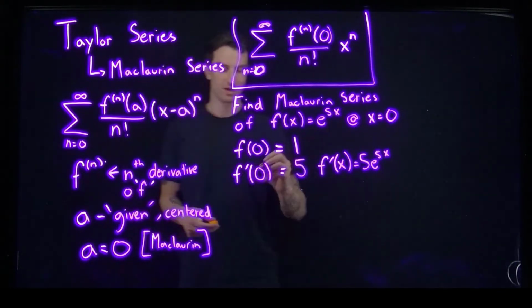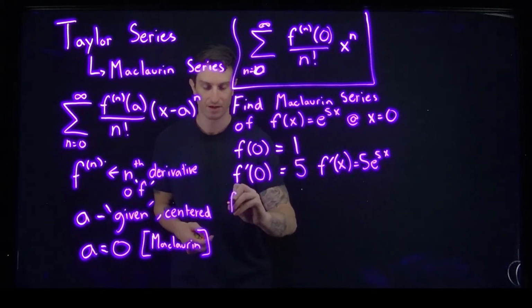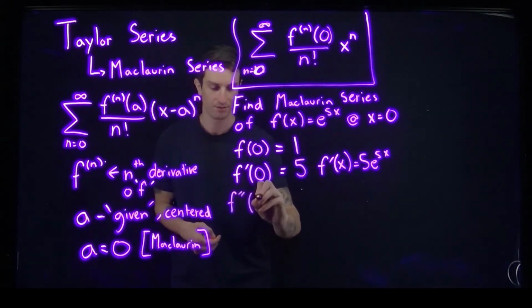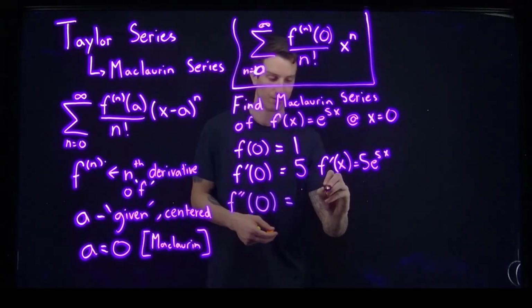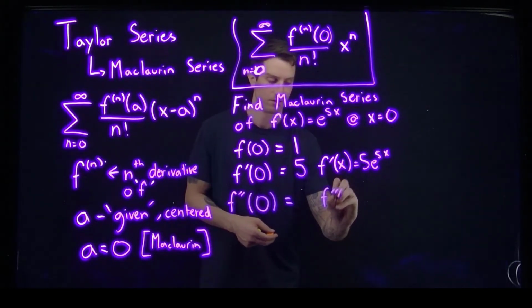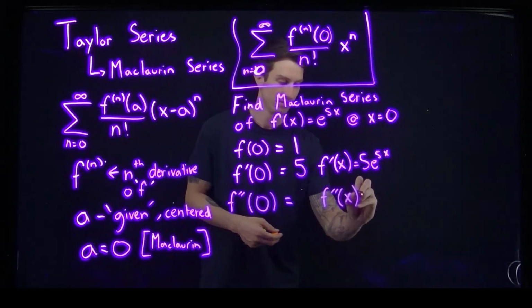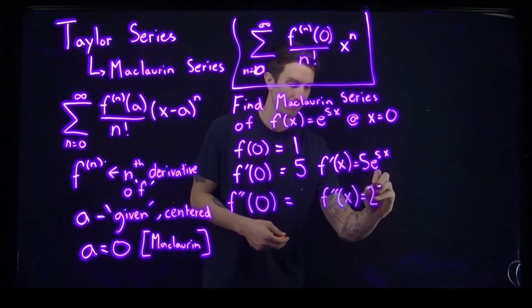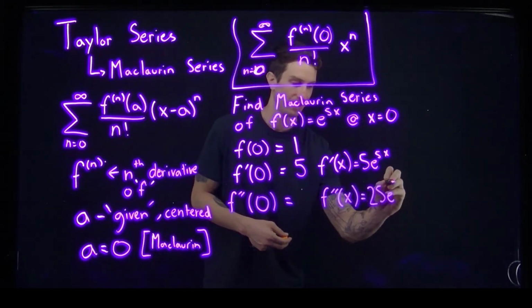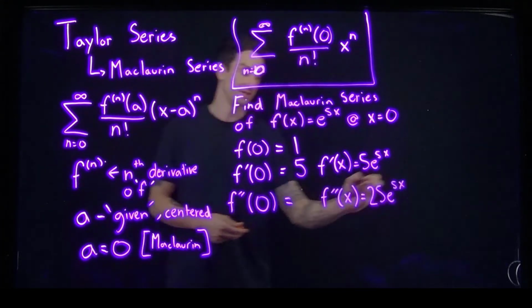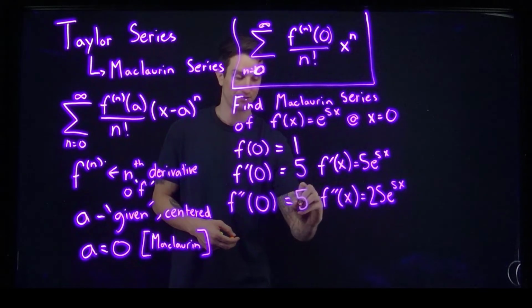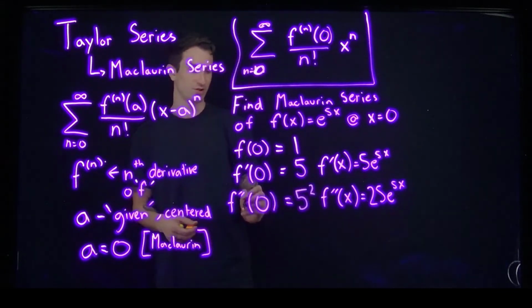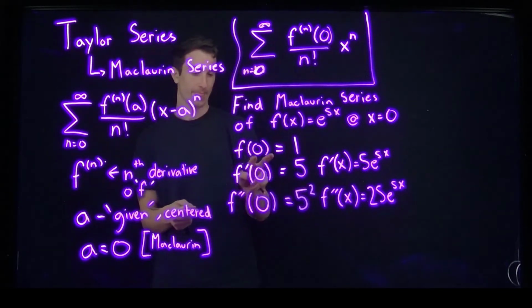We repeat the process again, right? I want f double prime of 0, which means I need the second derivative of x, which is going to be 25e to the 5x. If I plug in 0, I'll get 25, and I'm going to write it this way. This is 5 squared. So maybe we're starting to see what's happening here, right?